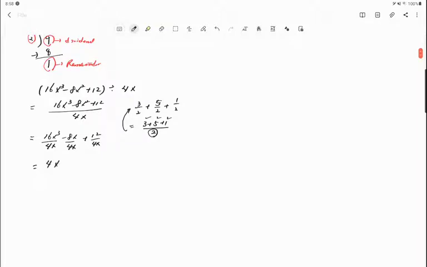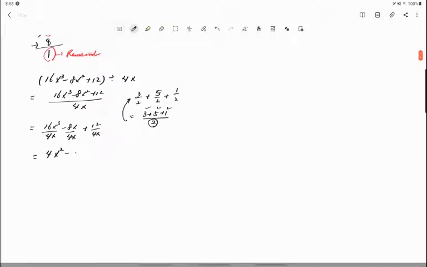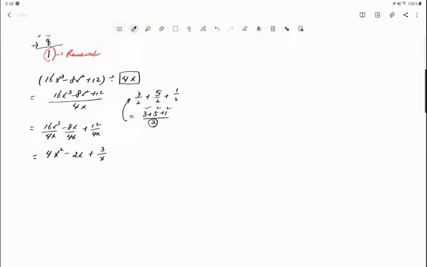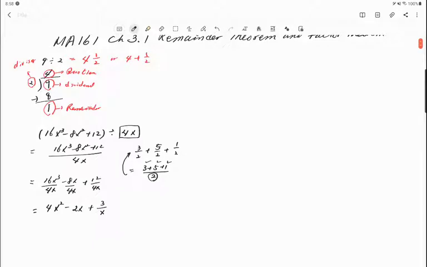Then this will be 4x squared minus 2x plus 3 over x. Oh, did I do something wrong? Oh, so we can write it like this, right? But if the divisor is not a monomial, if it is a binomial, trinomial, and so on, so if the divisor is more than one term, then we can use long division, just like what we did, 9 divided by 2.